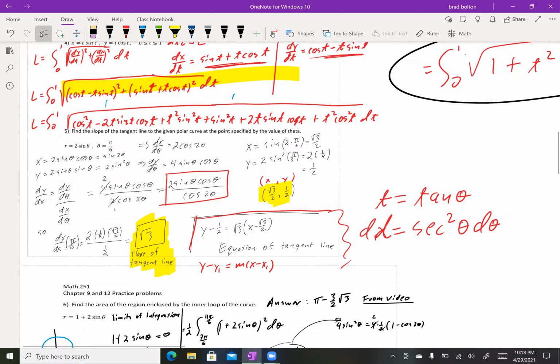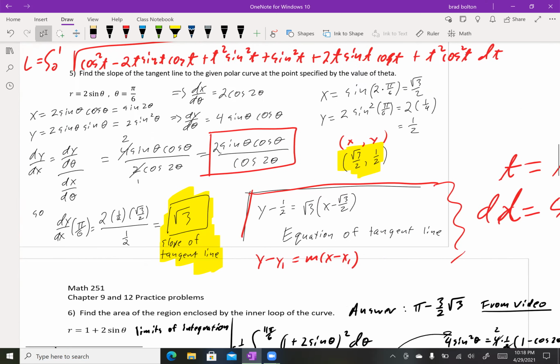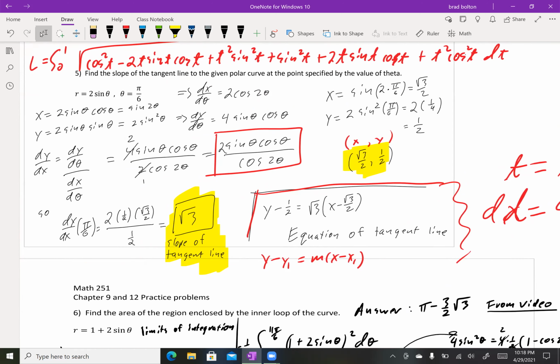We went over this one, number 5. Let me zoom in on this. Here's number 5: the slope of the tangent line at theta equals pi/6 for r equals 2 sine theta. Once again, you have to set this up by finding out what x and y are, because you're going to need to know dy/d theta and dx/d theta. After we do that, we end up with our derivative right here. I will definitely want to see the derivative on the exam. And then right here, we have our answer.